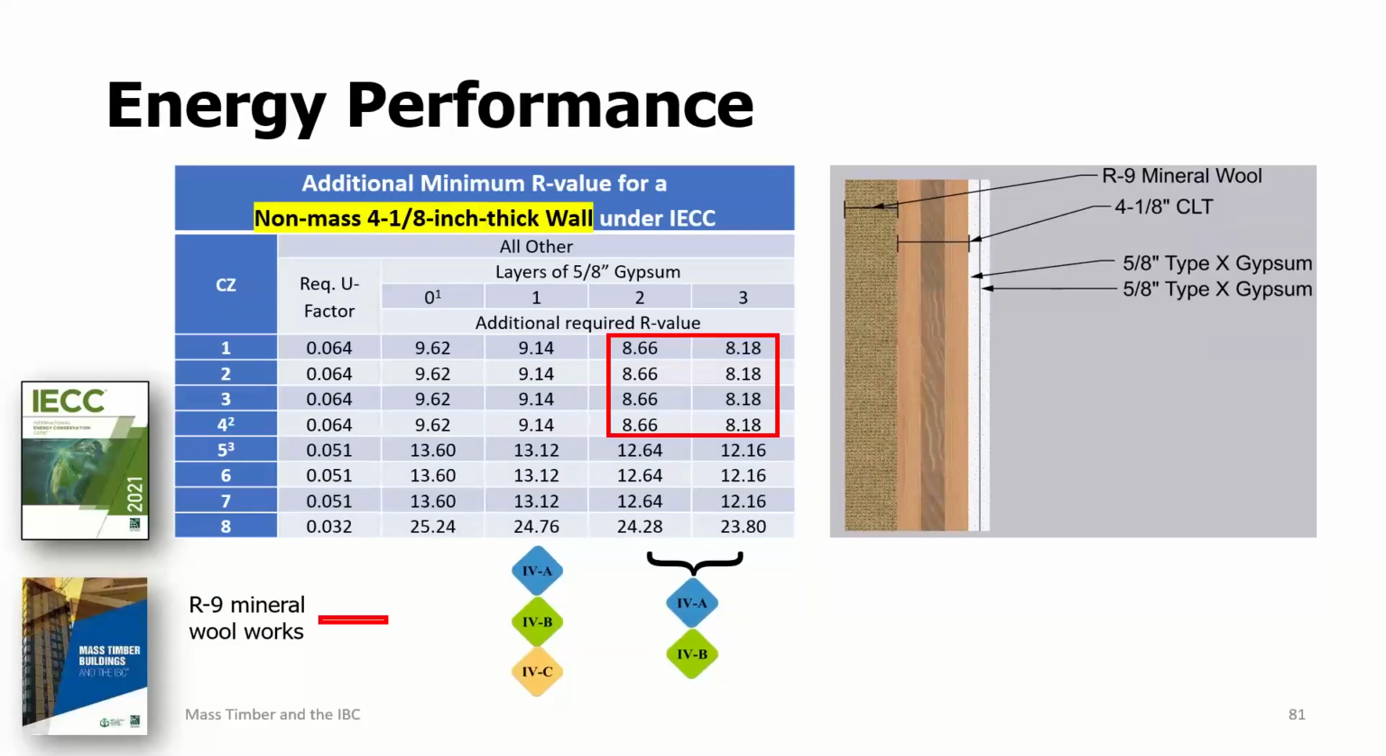Versus this, where I've got a 3-layer, and so I'm probably not going to be considered mass. Then you'll see the additional R value required is basically an R9 mineral wool for most places. So if you have a 3-layer, you're going to have R9 mineral wool. If you have a 5-layer, you don't need to have mineral wool. That's showing the trade-off options there.